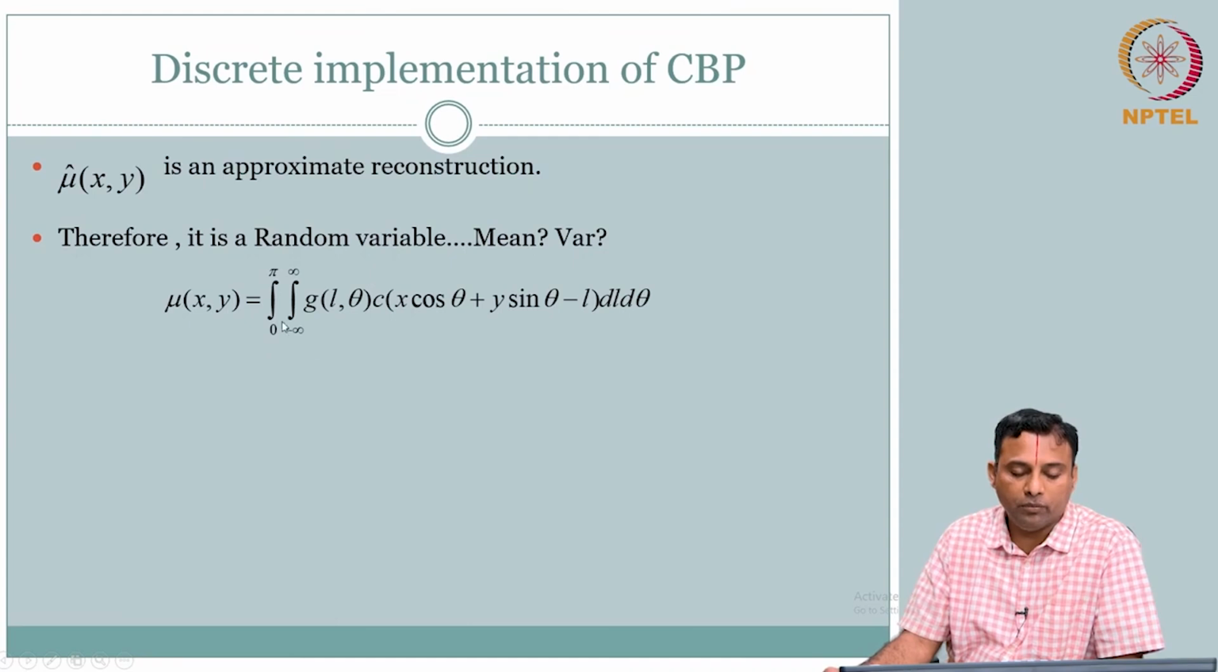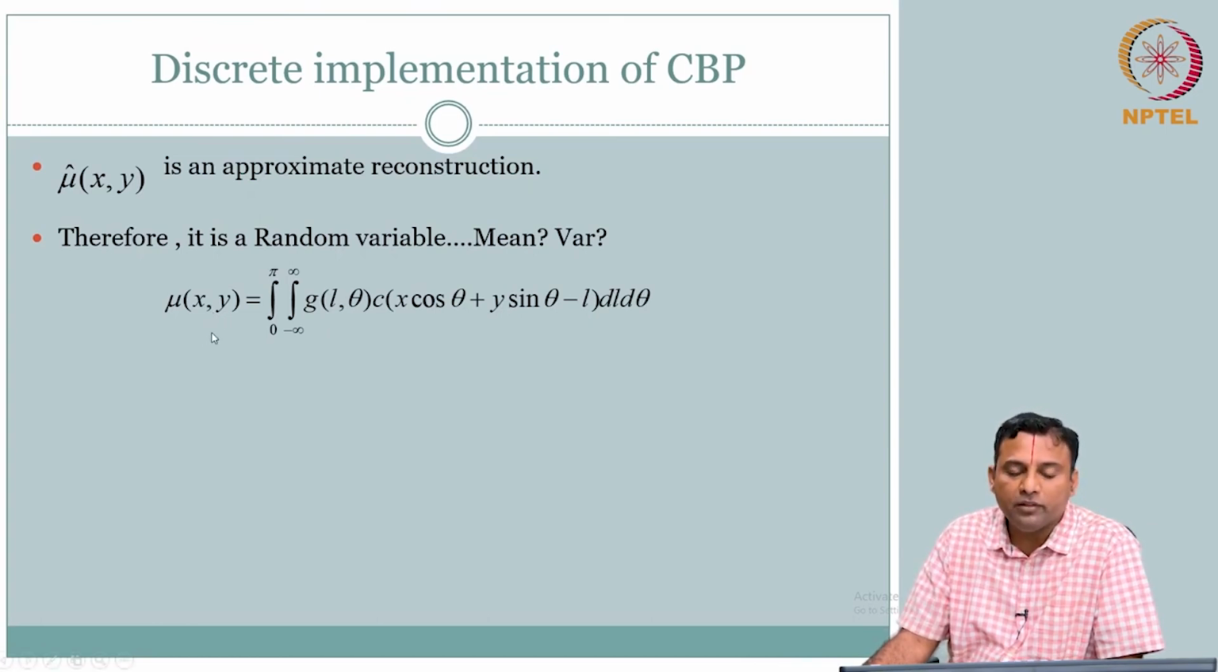So we'll start with our formula, right? The back projection algorithm. You have your mu of x, the formulation that we derived. Go look back, it's the same equation. You have your projection G of L comma theta, you have your filter function C, and then dl d theta. This is fine, but this is ideal, right?